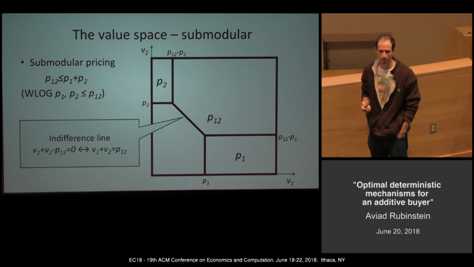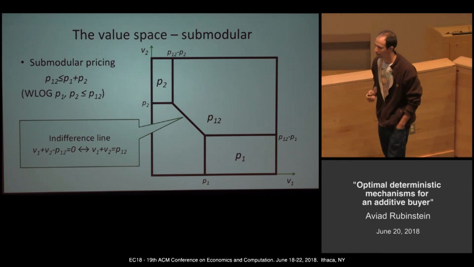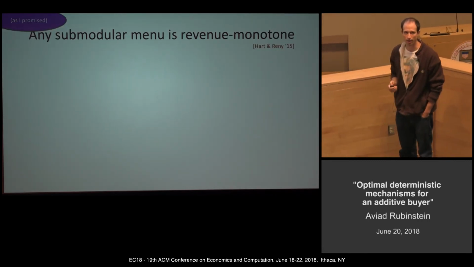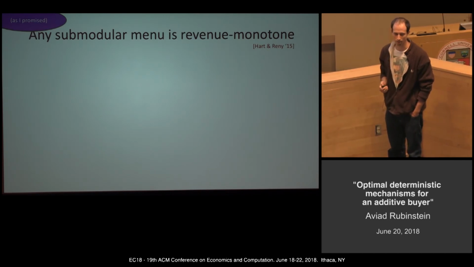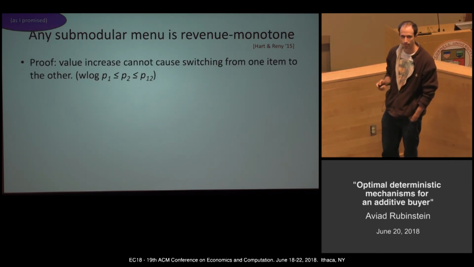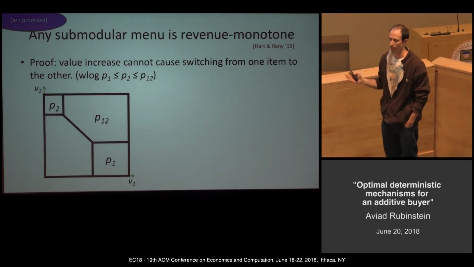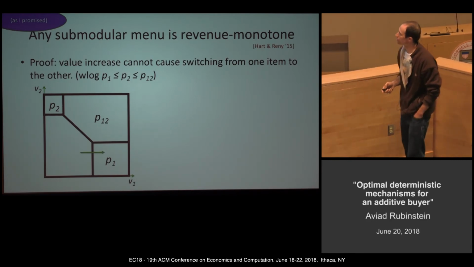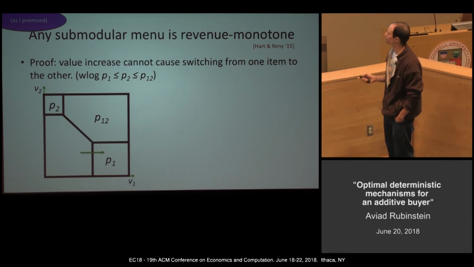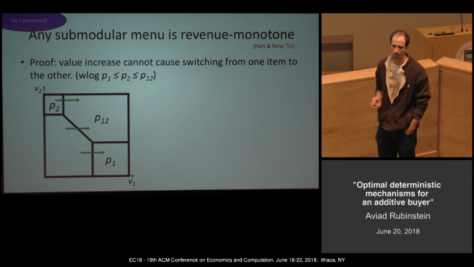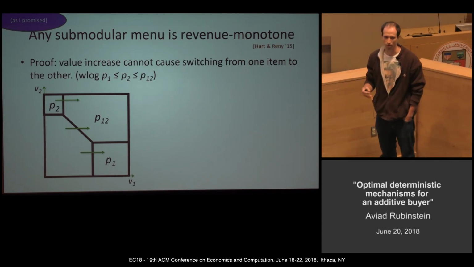And just to warm up, to make sure you understand how everything works, this is the proof I promised from Hart and Reny. The submodular menu is revenue-monotone. So the idea is just to look at the submodular menu and see what happens when the valuation increases. If the buyer starts here and jumps to buying one item, the revenue only increases. And similarly, if he jumps to buying the bundle, or jumps from buying just the orange to buying the bundle.